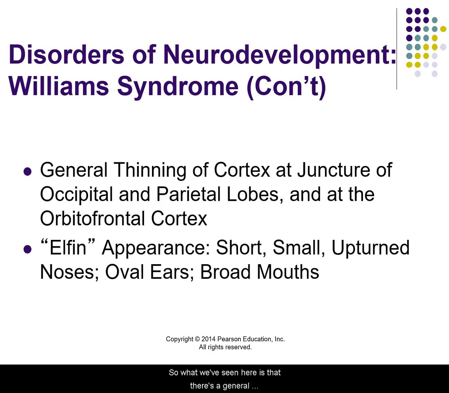What we've seen here is that there's a general thinning of the cortex at the junction of the occipital and parietal lobes. Remember, the occipital lobe is the primary vision center, and the parietal lobe is where we have the somatosensory cortex. There's also thinning at the orbitofrontal cortex. Orbito means it's right around the eyes, in the frontal cortex. And there's an elfin appearance, another characteristic: they oftentimes are short, with small, upturned noses, oval ears, and broad mouths. That's just a characteristic of this syndrome.